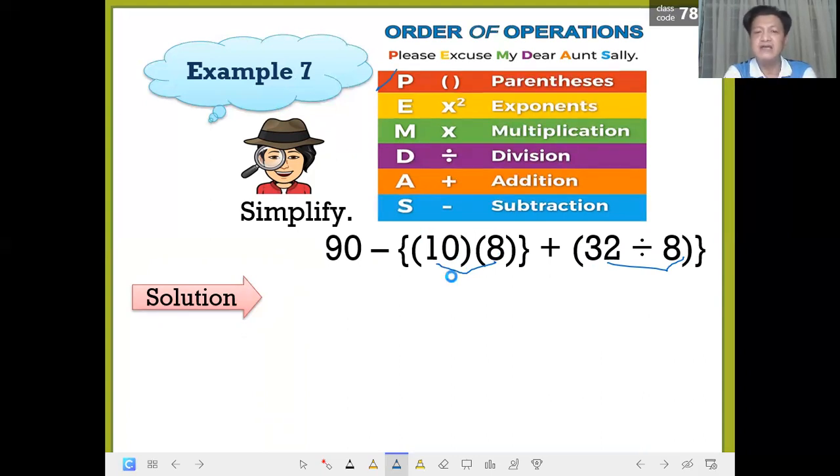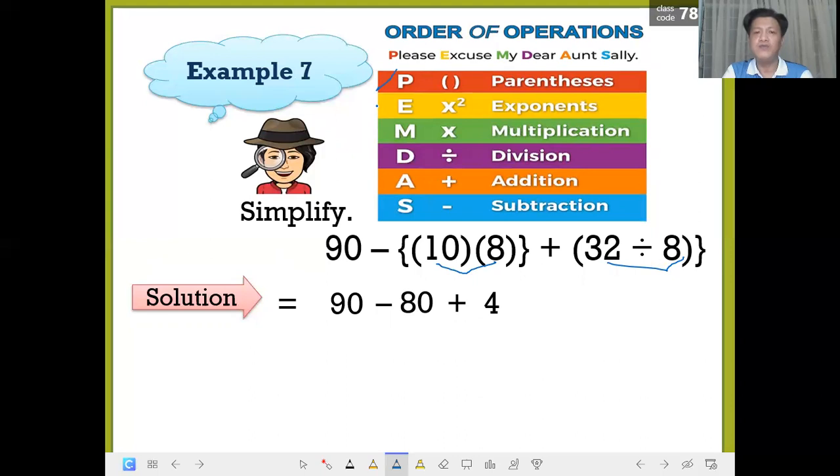Kaya 10 times 8, that is 80. Okay. Kinapin mo lang muna yung minus operation sa labas. Okay. And then what is 32 divided by 8? Okay, di ba? So, ibig sabihin yan, this same sign, they are both positive. Kaya nga, 32 divided by 8, that is 4. Then, kinapin mo lang muna yung operation na plus sa labas. And since wala naman tayong ginawa dito sa 90, i-bring down lang natin.